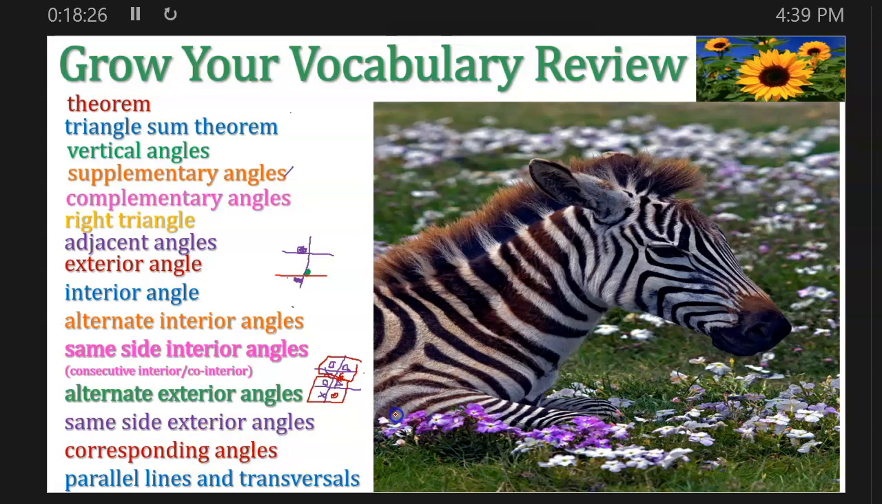Okay. And then parallel lines and transversals, again, are the two straight lines that never cross, or parallel lines. And the transversal is that line that we draw going through them.